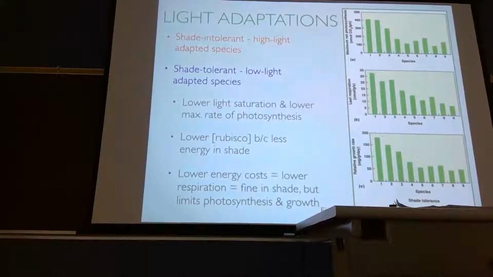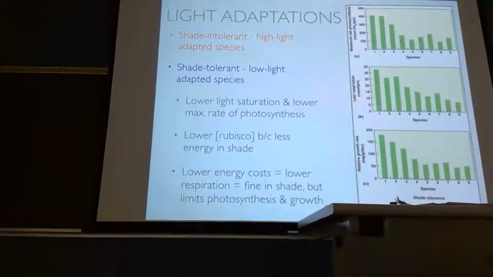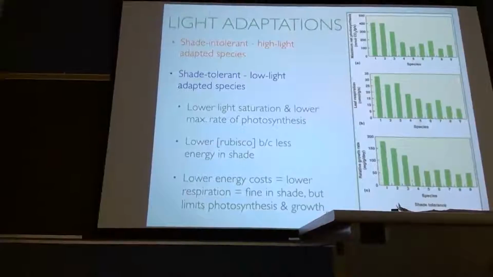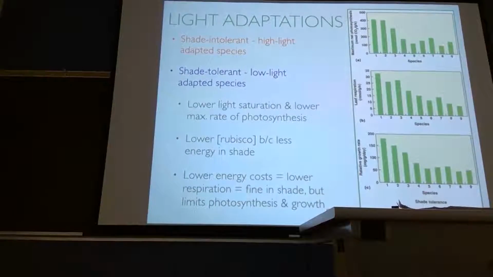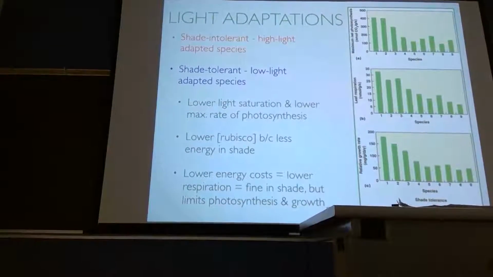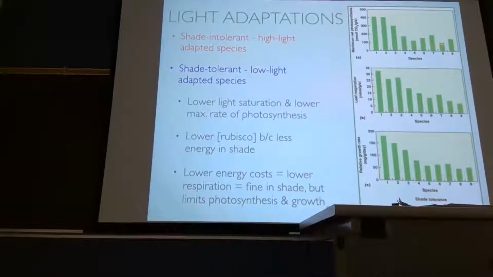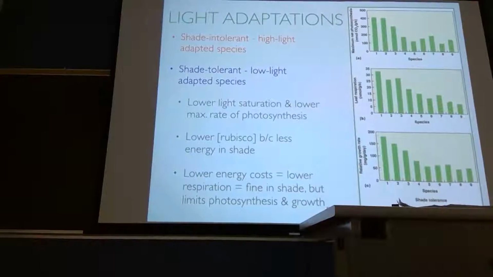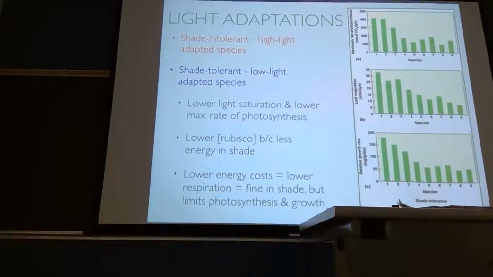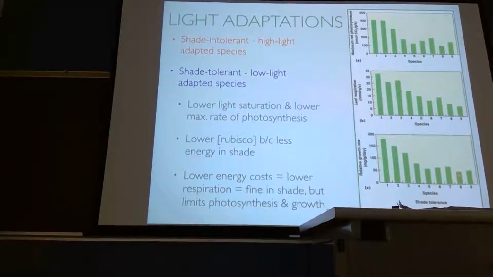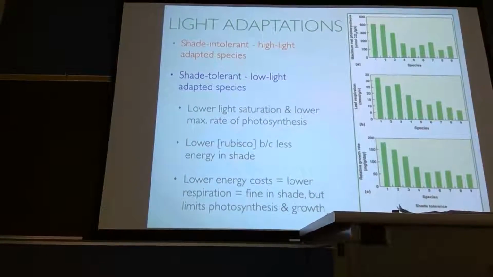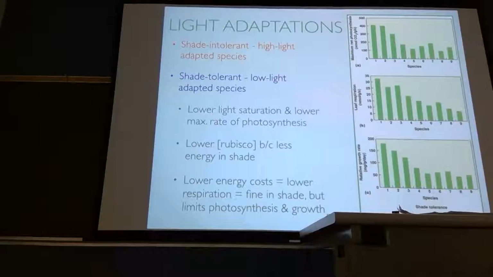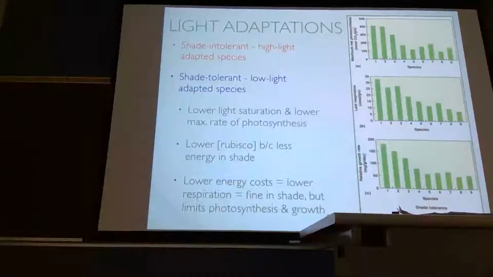Okay, here we're looking at some shade tolerant species. Or I should say, some shade intolerant species and some shade tolerant species over here. Again, we can see that the shade tolerant species have a lower maximum photosynthetic rate. They have less leaf respiration though, and as a result of that, they grow a little bit more slowly than the high light, shade intolerant species. Okay, there's the trade-off. You can live, but not as well.